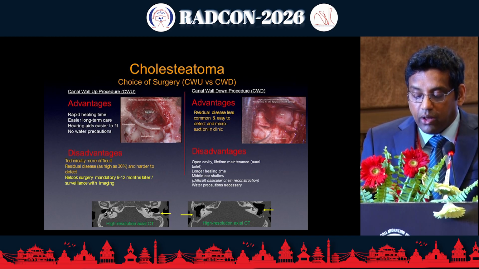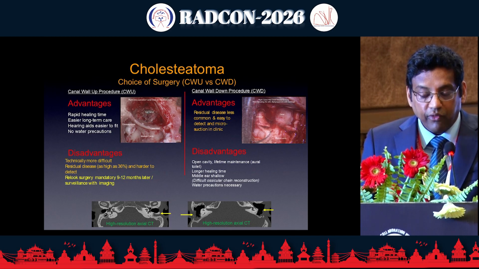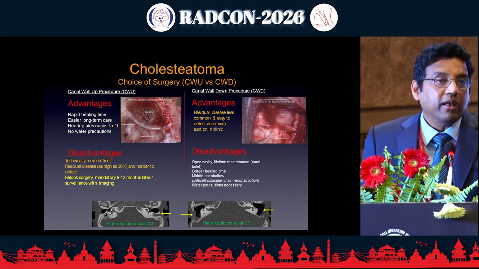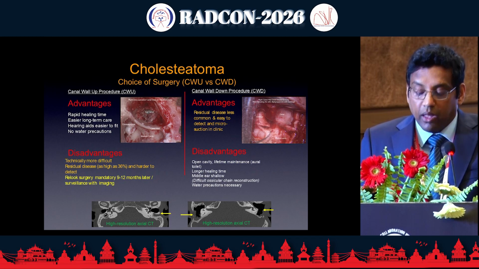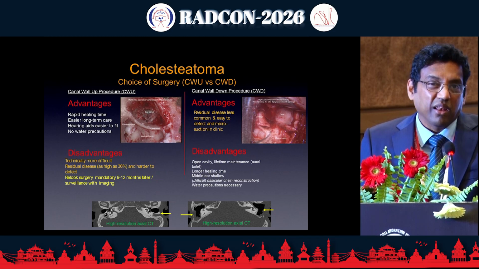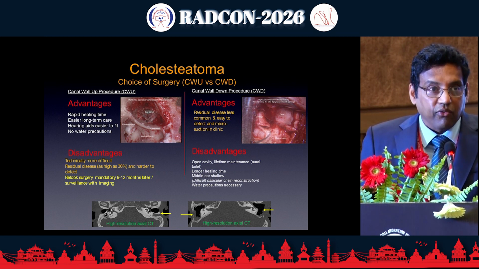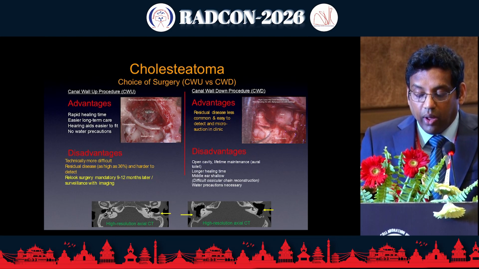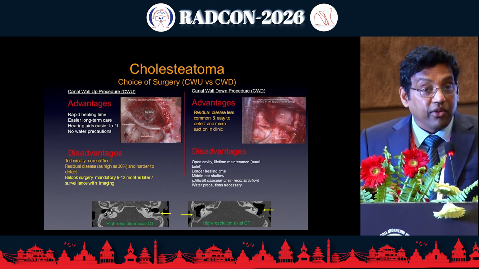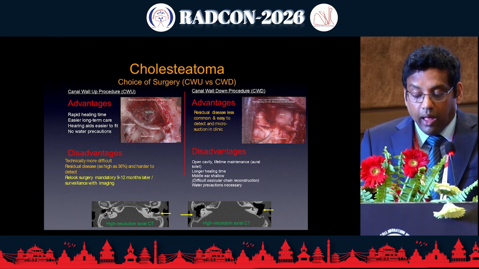And why is it good? Because it's easier long-term care. The patient can wear a hearing aid quite nicely. You can do ossicular reconstruction quite nicely. And they can just go swimming and all that, no problem with this. Especially since it's a common disease in children, and they want to have a good lifestyle. So that's why this is a good technique. But the problem is, because it's not an open cavity, it's more difficult to detect residual disease, and there's also a higher risk of residual disease.